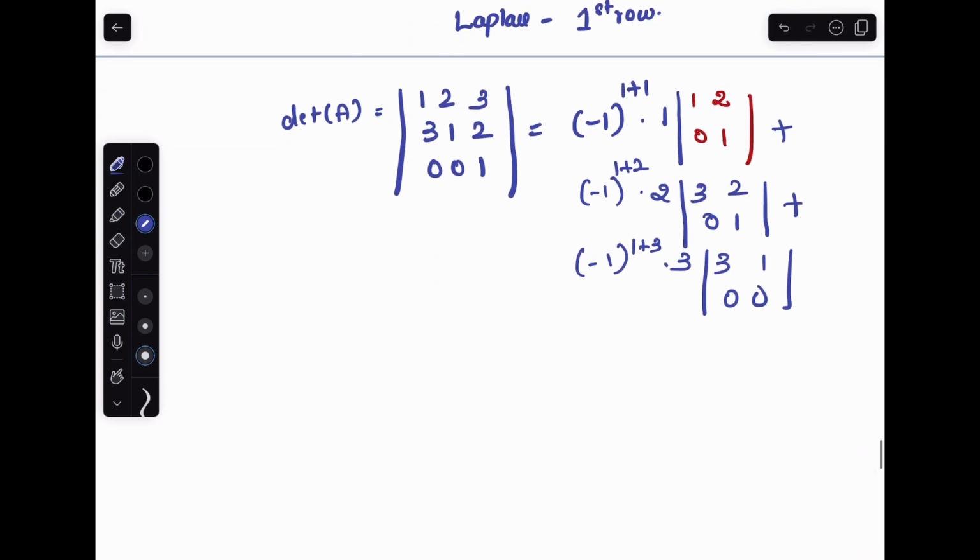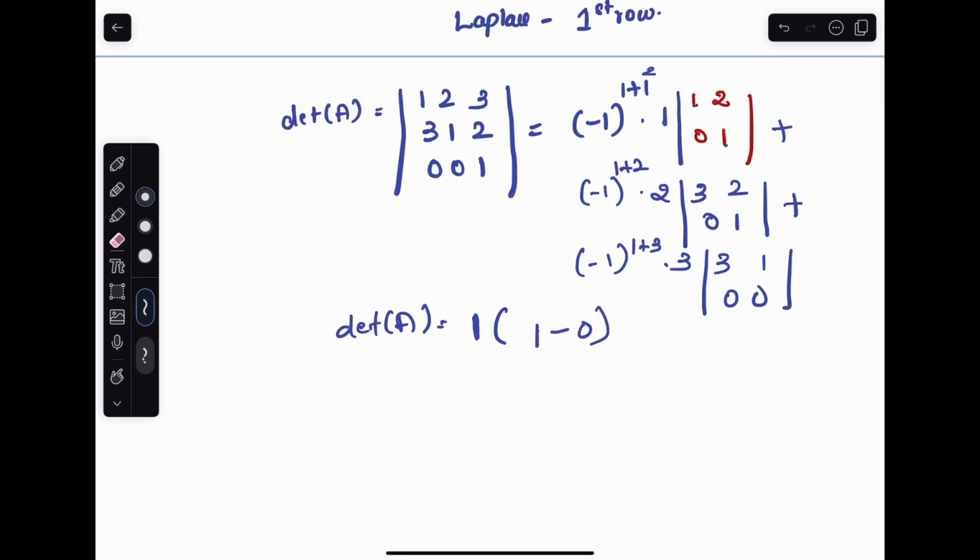Now let me find the value. Determinant of A is equal to minus 1 to the power 1 plus 1, which is 2, so it is a positive value, into 1 into 1 minus 0. Now minus 1 to the power 1 plus 2, that is odd, will always give a negative value, so it is always minus 1. So I am writing it as minus 1 directly.